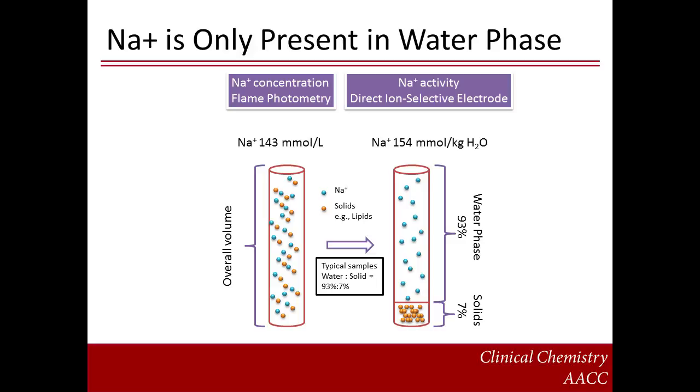This typical sample with a sodium concentration of 143 millimole per liter, as in the overall sample volume, will have an equivalent sodium activity of 154 millimolar per kilogram water. The concentration is what is measured by flame photometry, and the direct ion-selective electrode measures sodium activity.